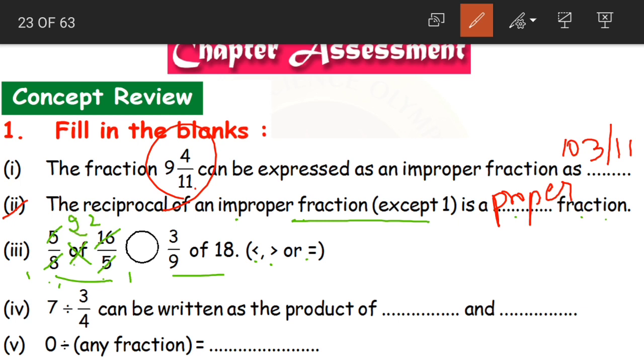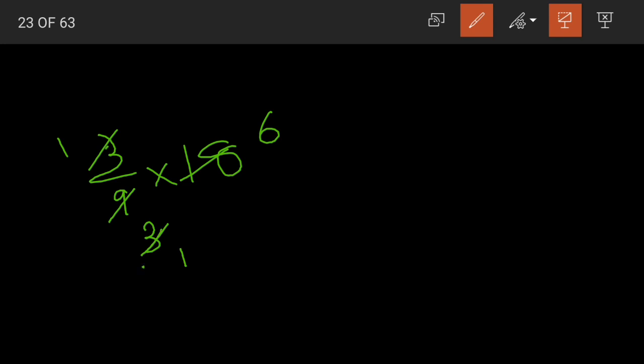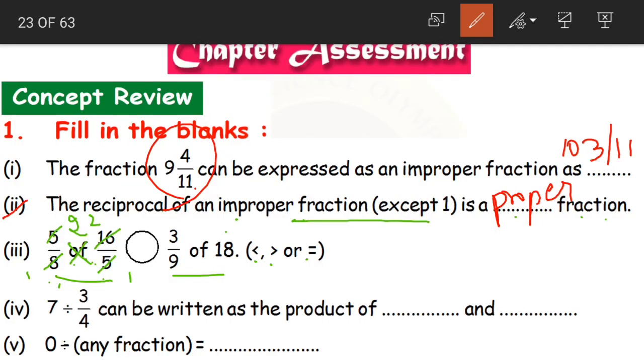Yes, students, we are simply left with 2 here. Now coming to 3 by 9 of 18, that is nothing but 3 by 9 into 18. We know that 3 ones are 3, 3 threes are 9. Again 3 ones are 3, 3 sixes are 18. Now what is the answer here? The answer is 6.